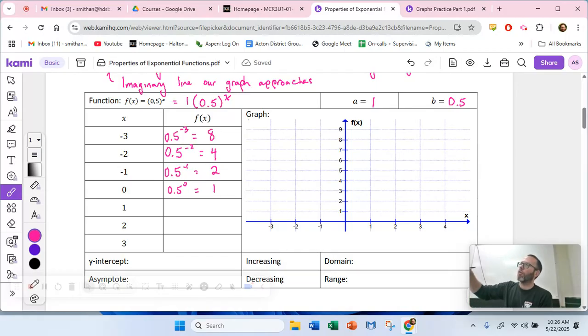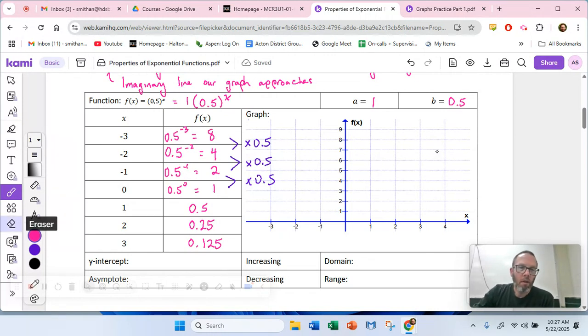8, 4, 2, 1. You're just dividing by 2, or in other words, you're multiplying by 0.5. Means the same thing. So, feel free to put those in your calculator, or you can just keep dividing by 2 all the way down. 0.5, 0.25, 0.125. And let's plot these points and see what kind of graph shakes out.